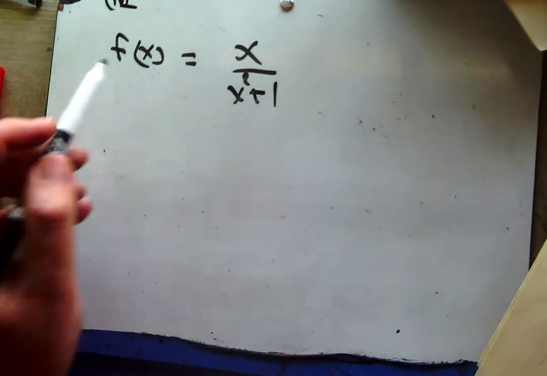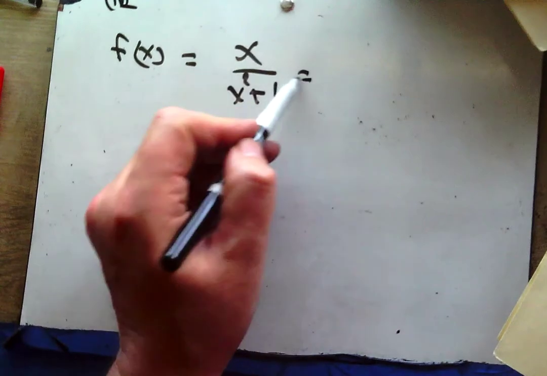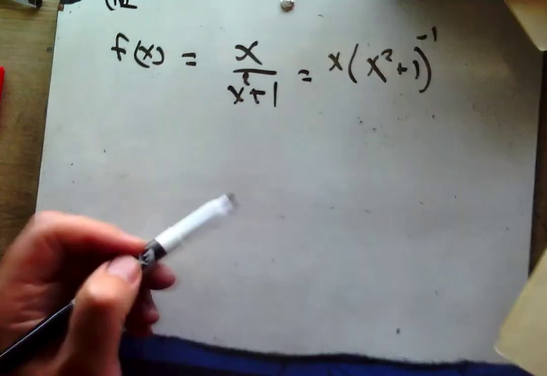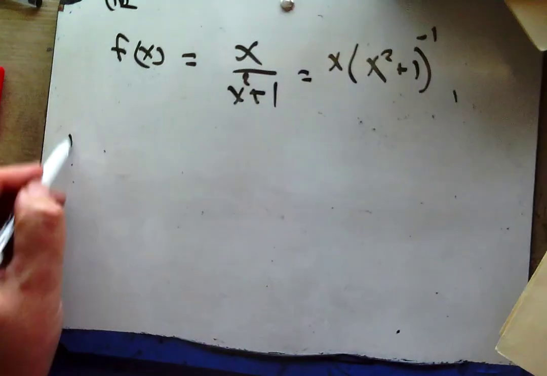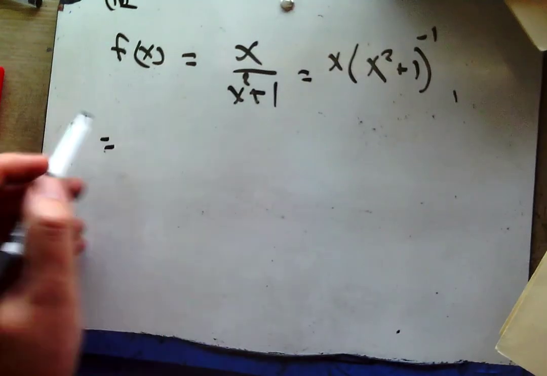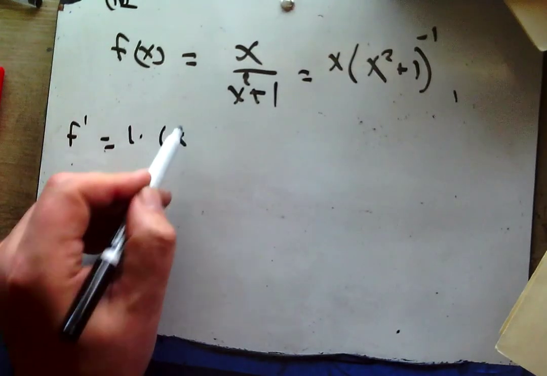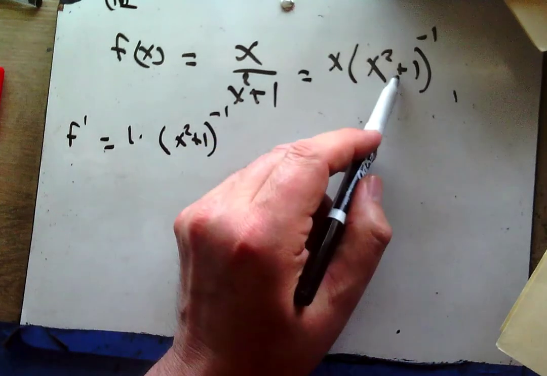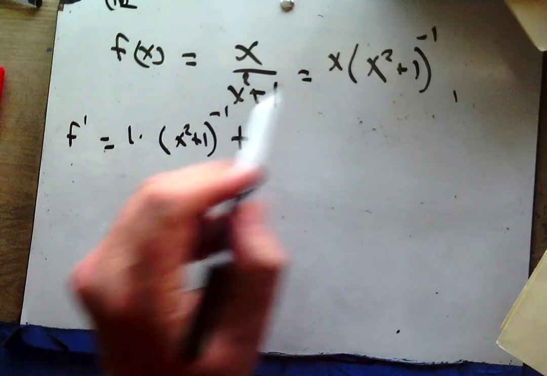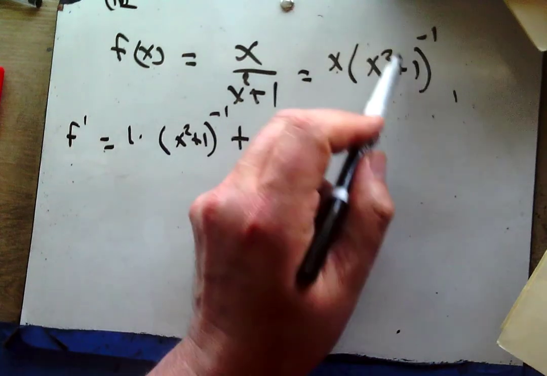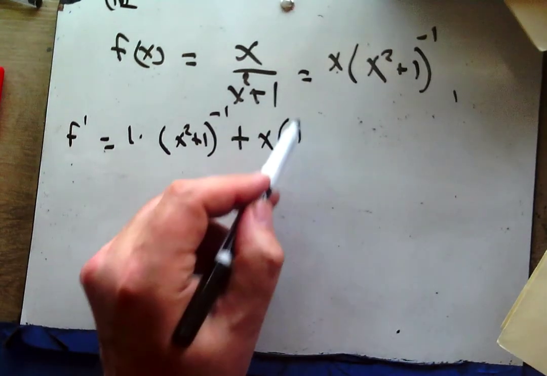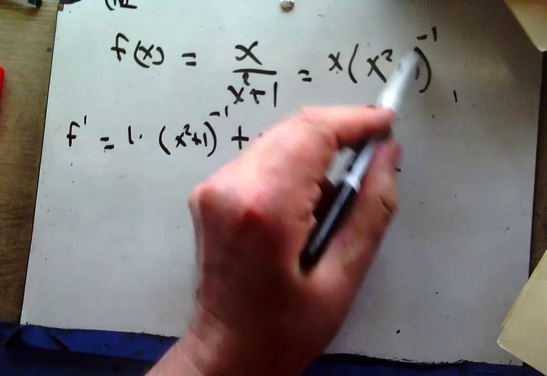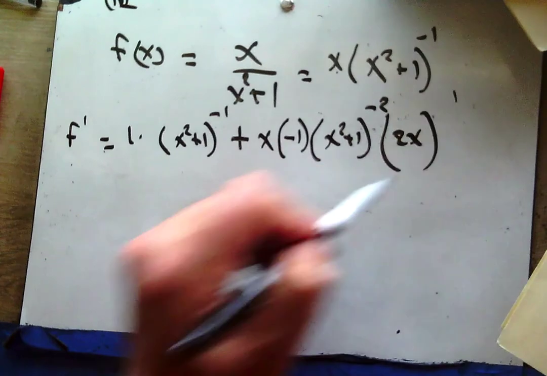Okay, so to figure out when this function is increasing or decreasing, I need to look at the derivative of this function. So f prime is going to be 1 times x squared plus 1 to the negative 1. So the derivative of this times this, plus this times the derivative of this. Negative 1, x squared plus 1 to the minus 2. Don't forget the derivative of the inside.